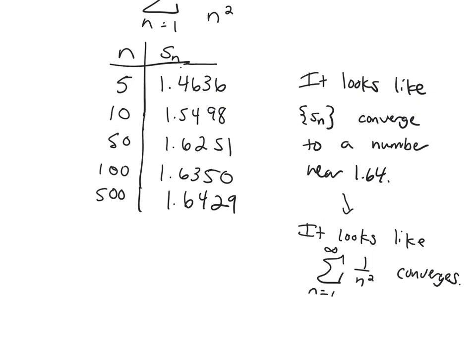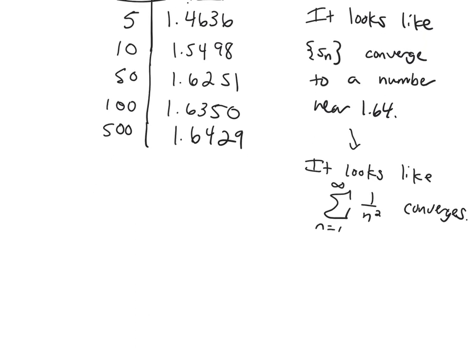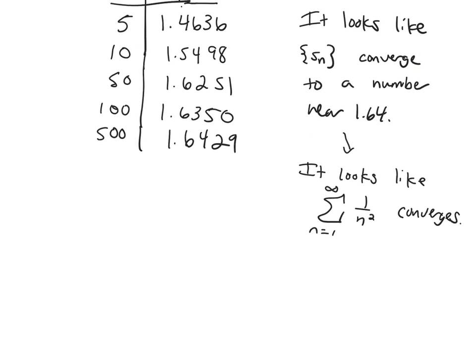I keep saying it looks like because this isn't very precise. This is just our initial feeling, our initial guess. Okay? So what we're going to try to do is make this more concrete. I have my series that I'm interested in, 1 over n squared. I'm going to turn this into a function. Okay? So I'm going to replace n by x, 1 over x squared.